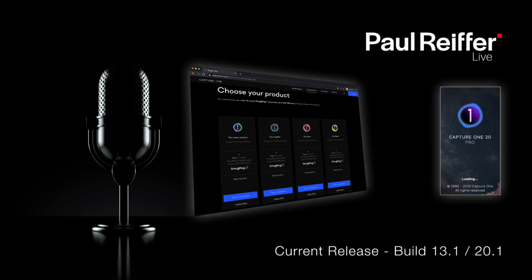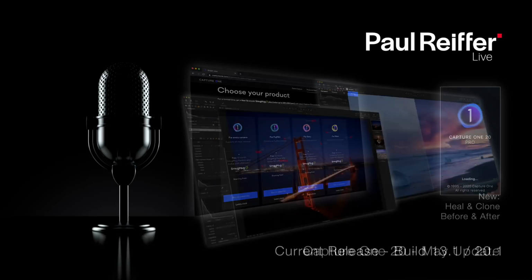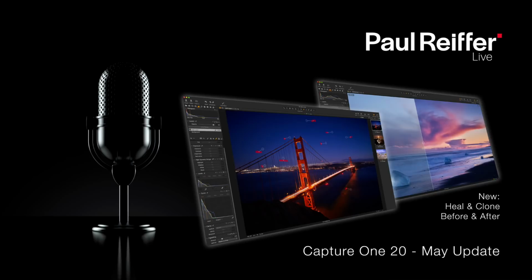So, build 13.1 is still current at the point in time that we're recording this session. That's 20.1 from a marketing point of view, or 13.1 in the code base. Don't get confused. They mean exactly the same thing. It was just a rename to version 20 that's made this particular version a bit complex. That means that we're running with the May update, which has the healing brush changes and also the before and after, and we'll be using that in this session. So if you don't have version 20, try and upgrade.